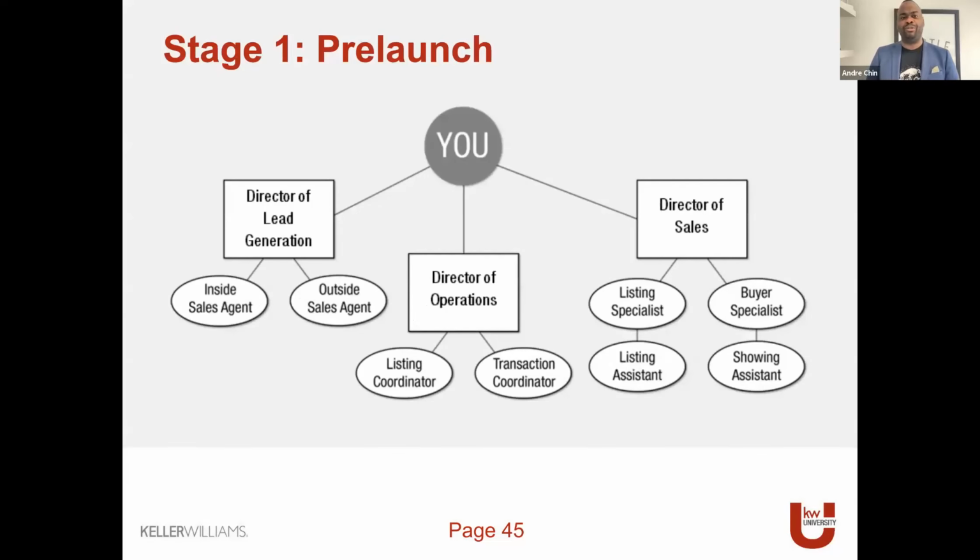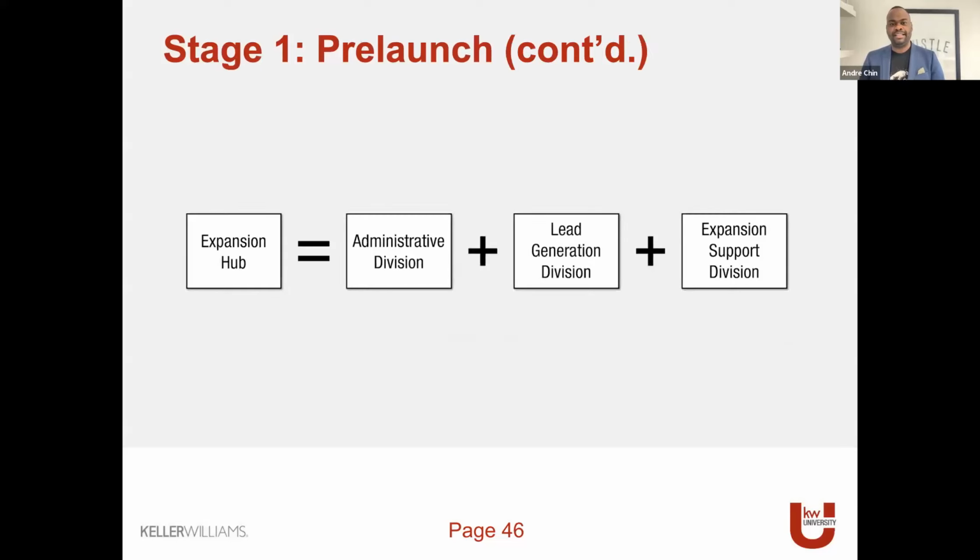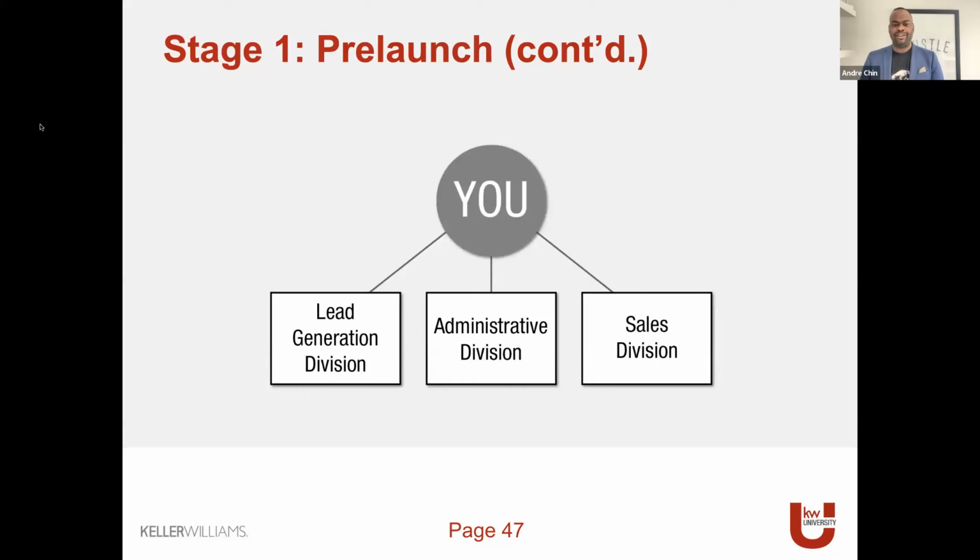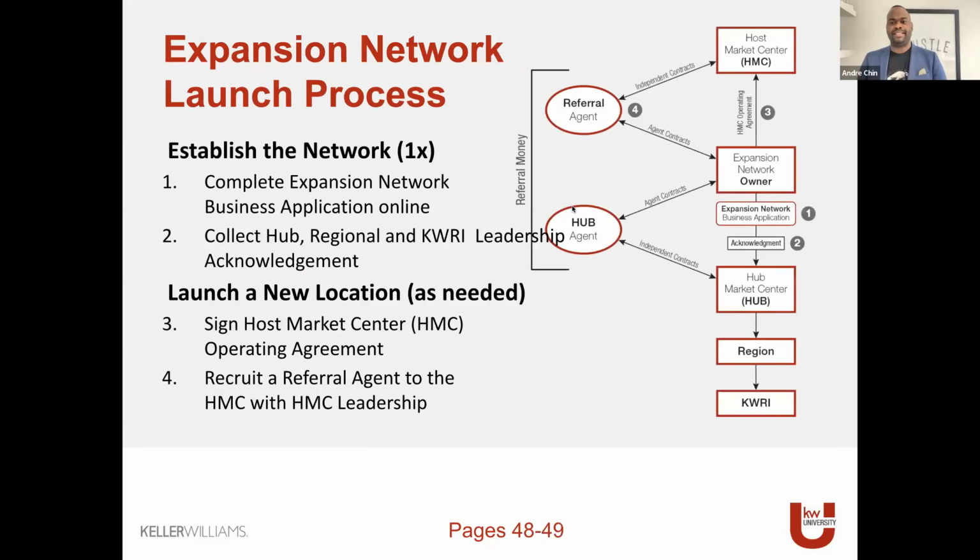Now, as you're starting to go through pre-launch, obviously, like I mentioned, you've got to be at that level 5 position before you get there. So this is what your business should look like. And you're going to have your expansion hub, which is your administrative division, your lead generation division, and then your expansion support division. And as you continue to move forward, you'll notice that you're very active in these businesses in the pre-launch phase of things.